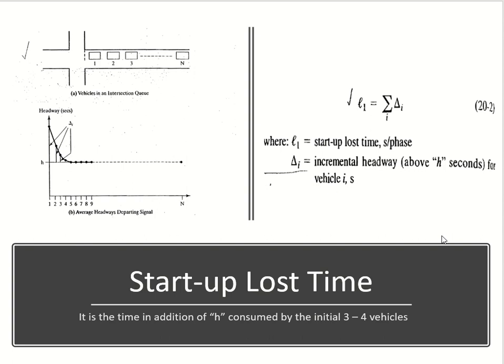Okay? And what is the phase? Which interval? Green, yellow and orange. Okay? So every set of these intervals has a startup loss time. It is represented by small l1, and it is a summation of the delta. Delta is what? The difference between the headway of the first few vehicles and the minimum.